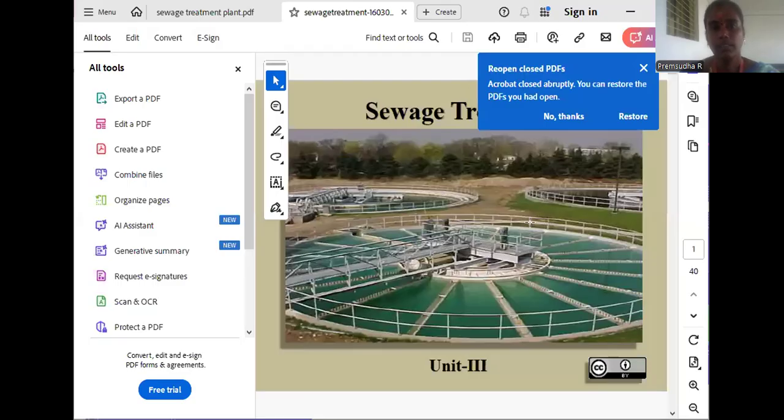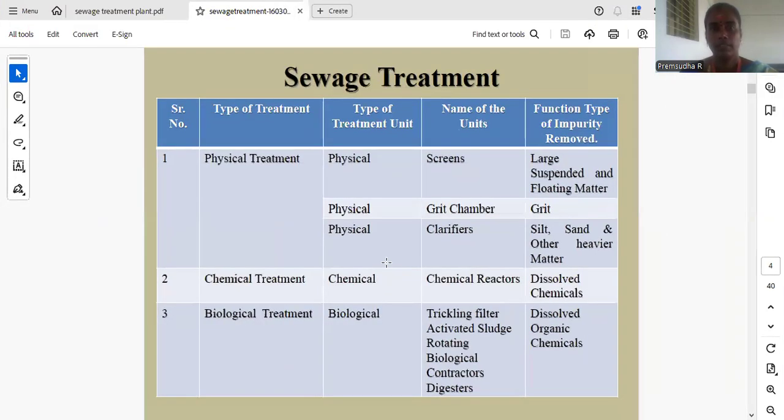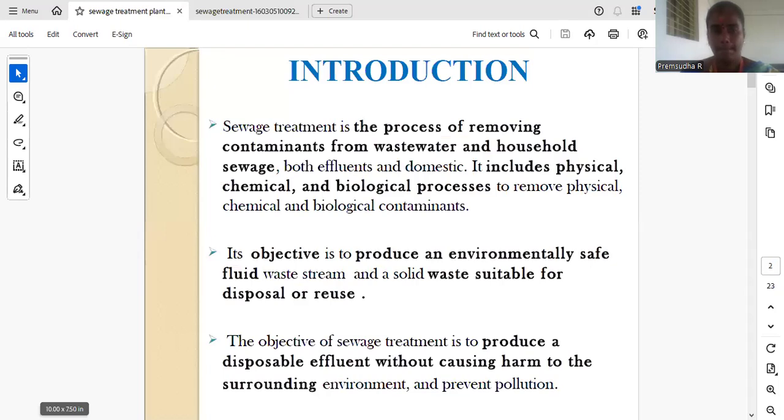So what is meant by sewage treatment? Here you can see there are three types of wastewater treatment. Here you can see sewage treatment.